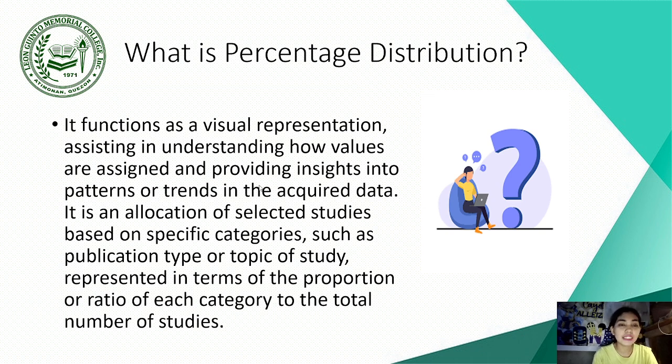It functions as a visual representation, assisting in understanding how values are assigned and providing insights into patterns or trends in the acquired data. It is an allocation of selected studies based on specific categories such as publication type or topic of study, represented in terms of the proportion or ratio of each category to the total number of studies.